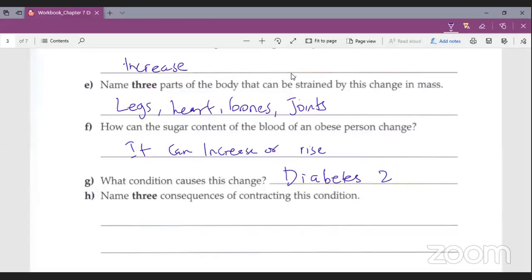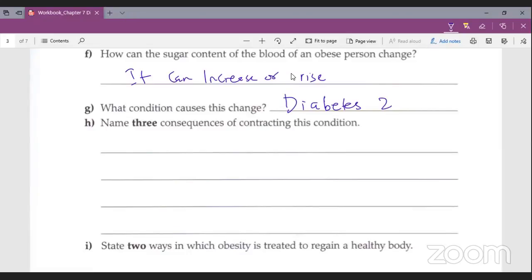Diabetes 2. Now, can you tell me the consequences of contracting this condition? A person who has this can go blind, blindness. They can have kidney disease. Sometimes they might amputate the limbs. If the limbs get injuries and don't heal quickly, to avoid spreading, they're going to amputate them, cut them off. So that's the reason why you should be very careful. Nerve and blood vessel damage, which sometimes can lead to amputation.